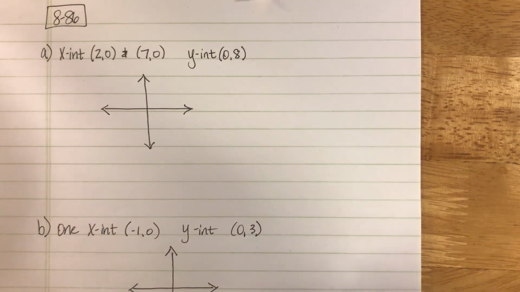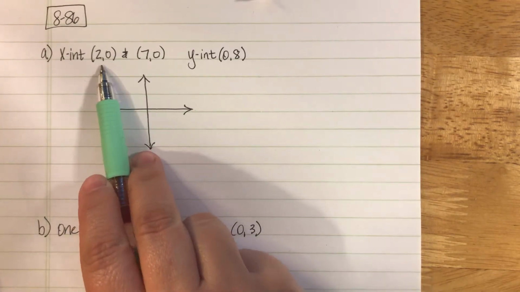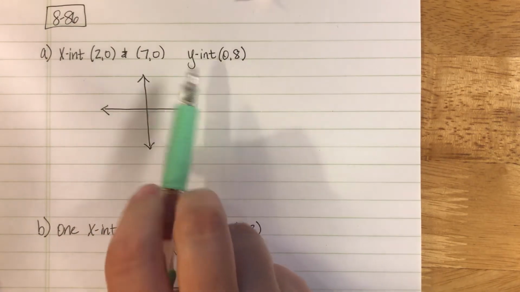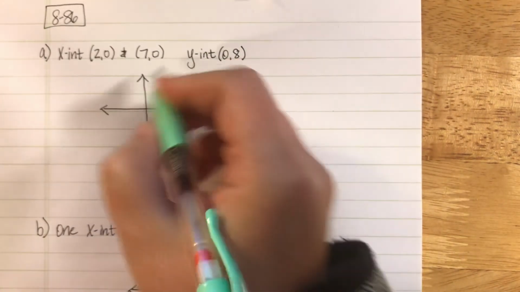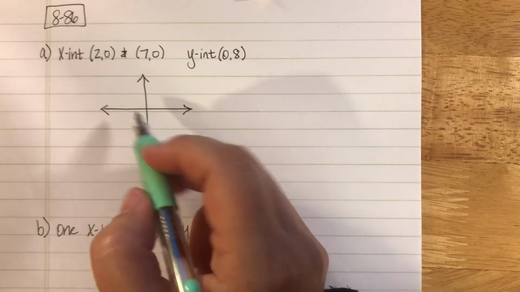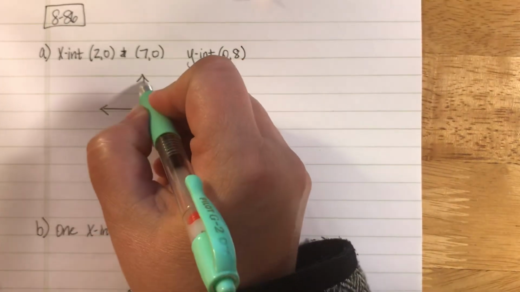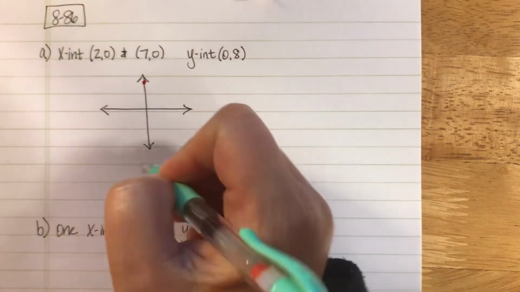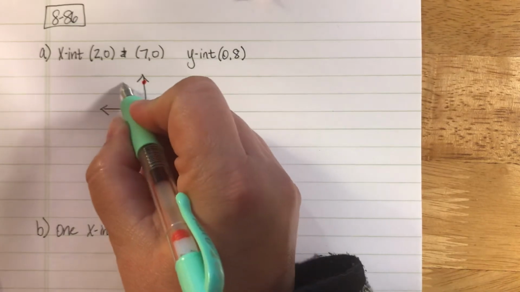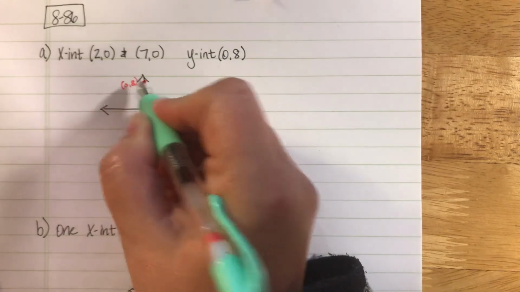Problem 886 asks you to sketch the parabola given the intercepts. For this first one, my intercepts are (2, 0) and (7, 0) for the x-intercepts, and my y-intercept is (0, 8). So I'm going to start by plotting my y-intercept, and since it's just a sketch, I don't have to go through and make the entire grid or anything like that. I'm just going to eyeball it and make sure that my scale is somewhat similar. So here's my y-intercept at the point (0, 8).